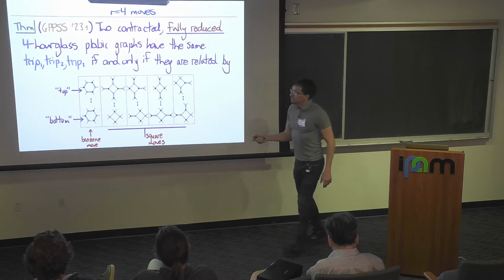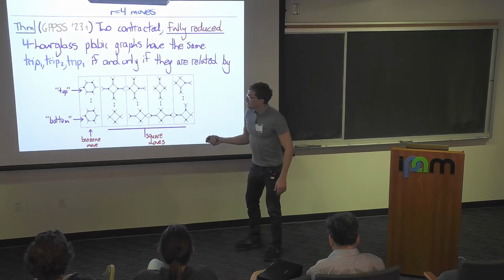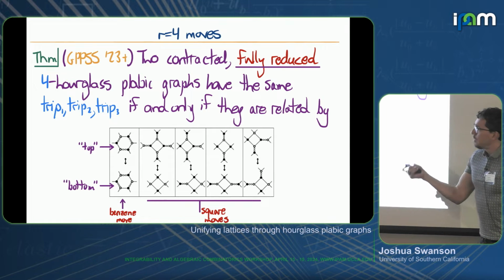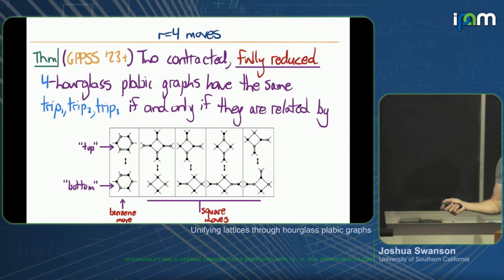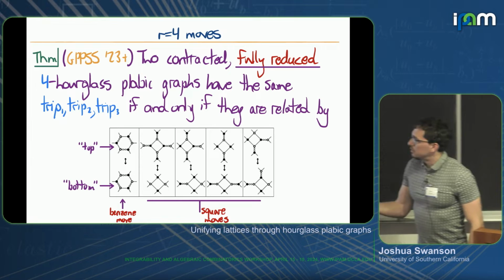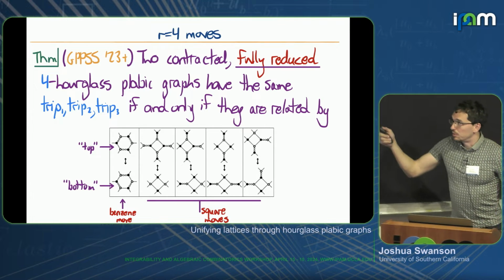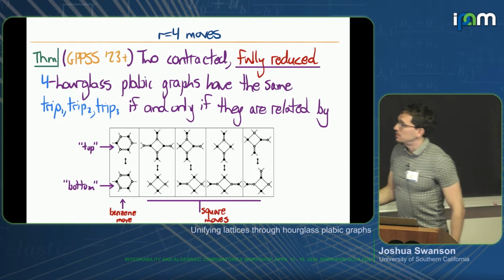But in any case, we were able to do it, and the key is that there are two different types of moves. This is from Jessica's slides, the paper. There's the benzene move, and then there's the square moves. So the square moves are very reminiscent of the regular plabic moves, but the benzene is sort of fundamentally new to the hourglass SL4 case, so the 4 hourglass case.